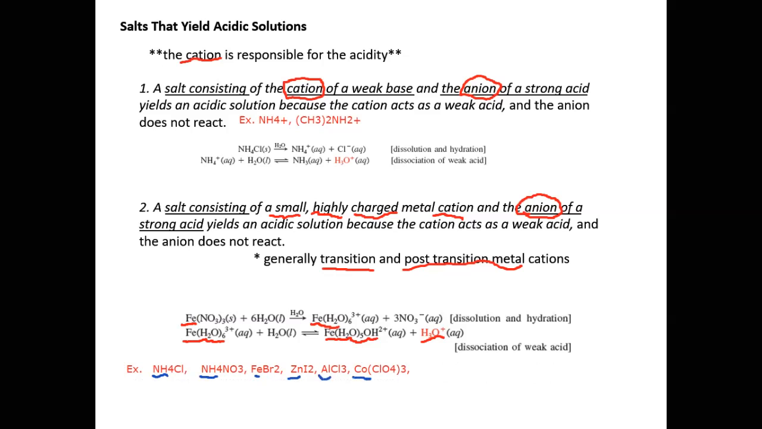So if your salt contains an acidic cation like ammonium or ammonium derivatives, or a transition metal or a post-transition metal, and an anion from a strong acid, then it's going to be an acidic solution. So cations are what give acidity to the solution, not anions. So your cation has to be acidic, your anion has to be neutral.